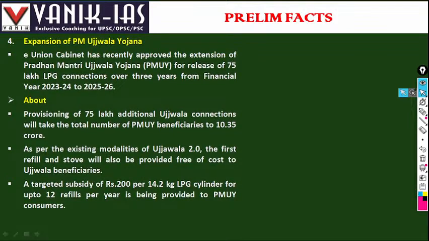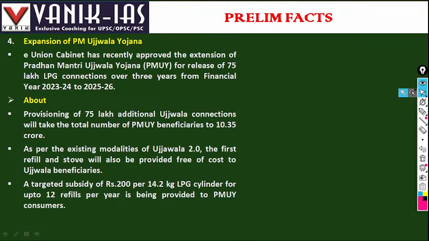Expansion of the PM Ujjwala Yojana. The Indian Cabinet recently approved the extension of the Pradhan Mantri Ujjwala Yojana for releasing 75 lakh LPG connections over 3 years, from 2023-24 to 2025-26. The provision of 75 lakh additional Ujjwala connections will take the total number of beneficiaries to 10.35 crore, because already over 9 crore people have got this connection.